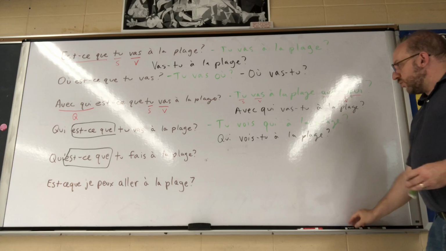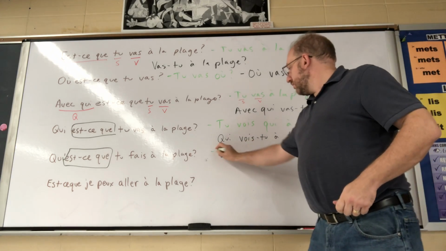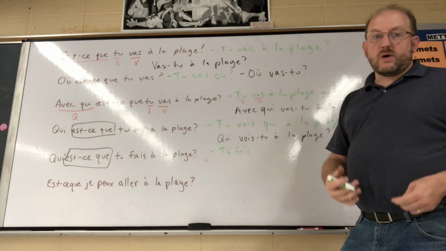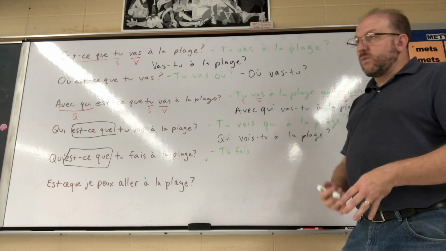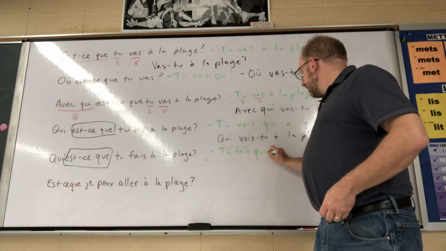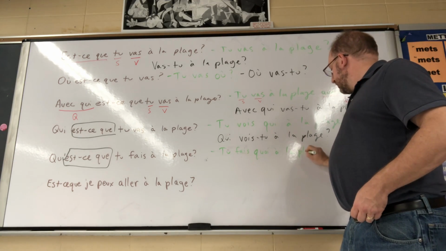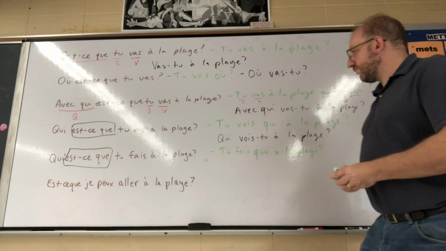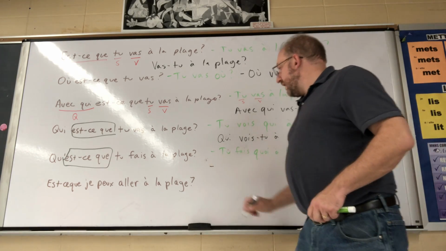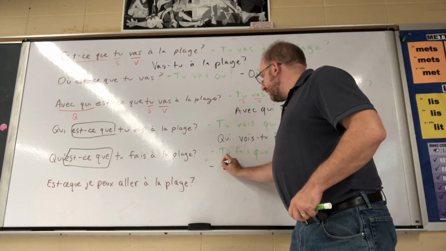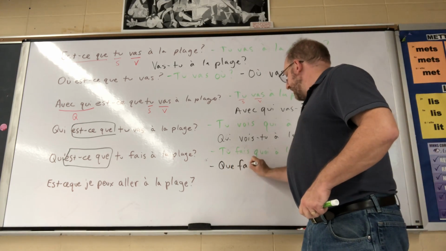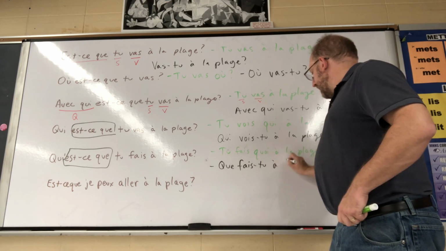Qu'est-ce que tu fais à la plage? What do you do at the beach? Tu fais. Now here we have the question word que. When we're using the informal form, que changes to quoi. Tu fais quoi à la plage? In our inverted form, we keep the que, but we drop the est-ce que. Que fais-tu à la plage?